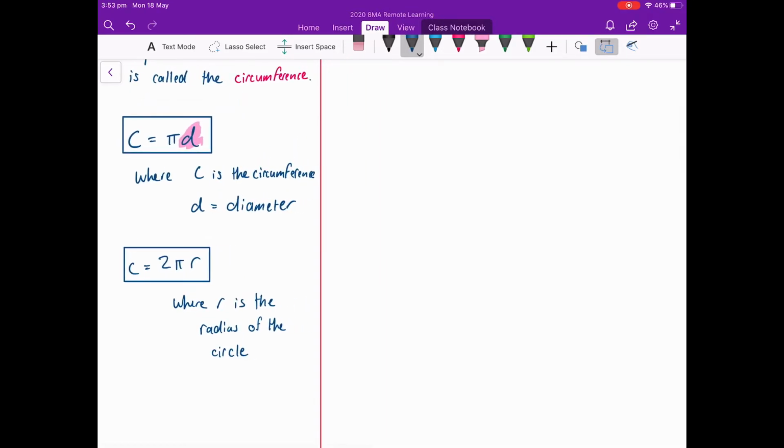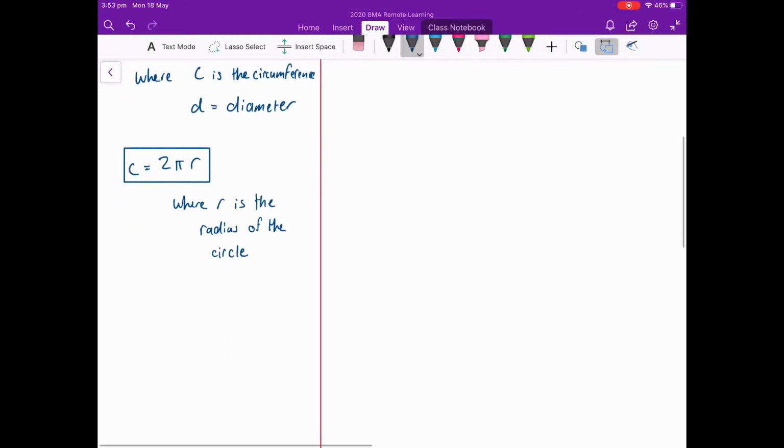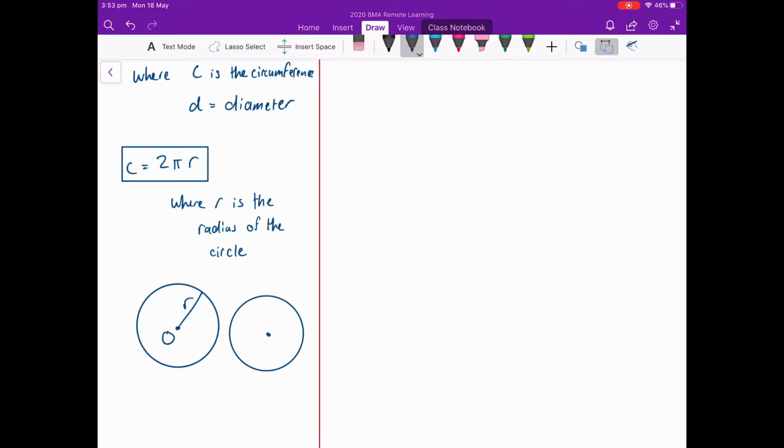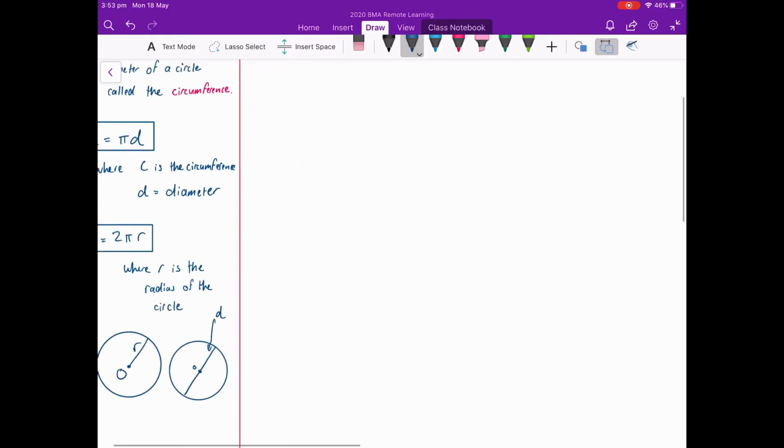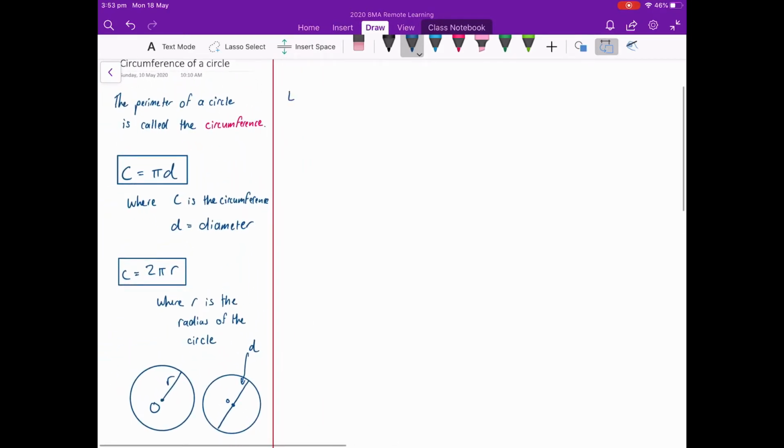Okay, so if we remember exactly what these are in the circle, if I have the center here, this is the radius, and if I had a circle here and it goes through the center, this is the diameter. Okay. All right. Now let's do a couple of examples.